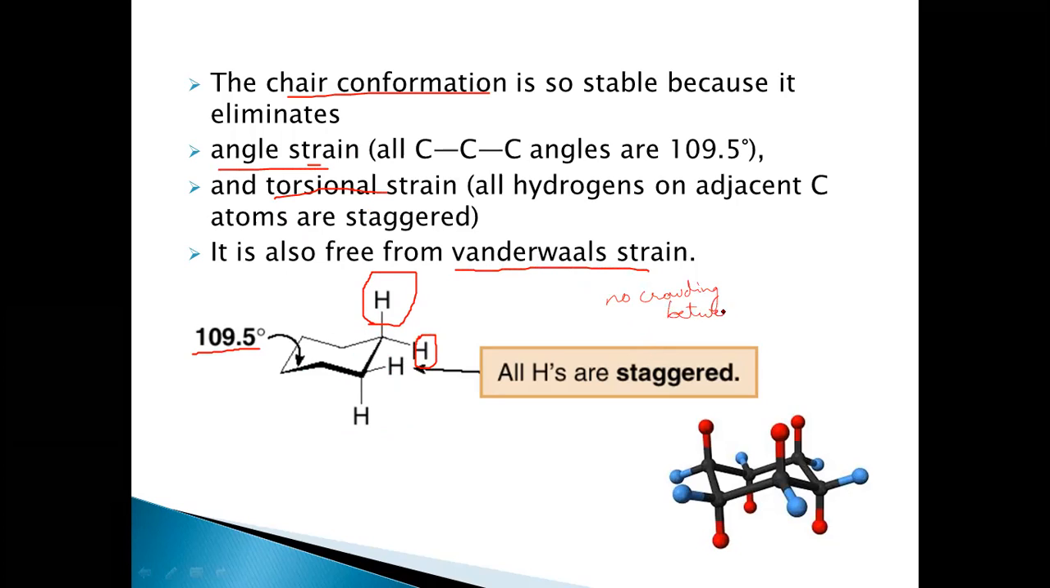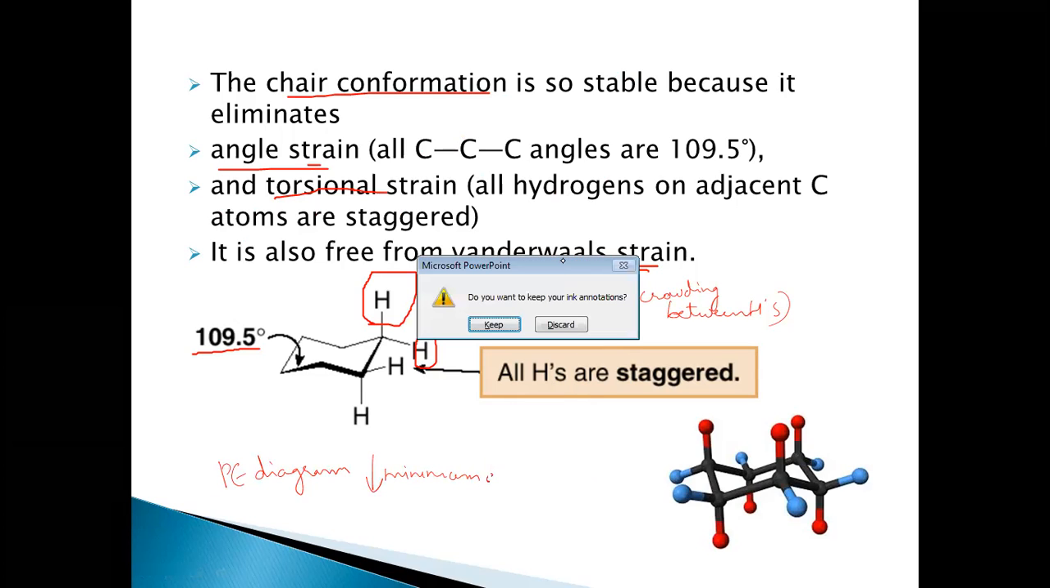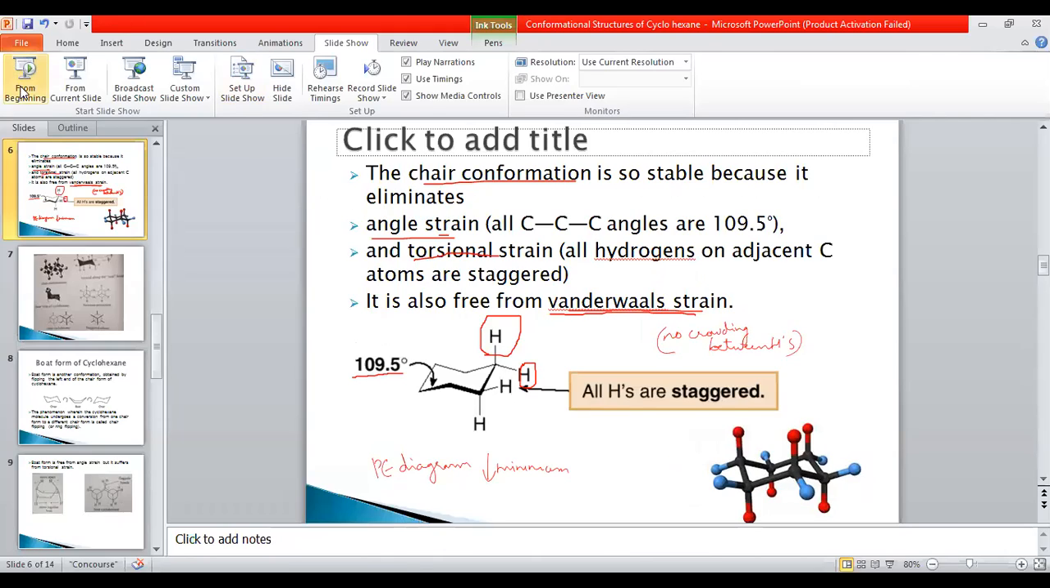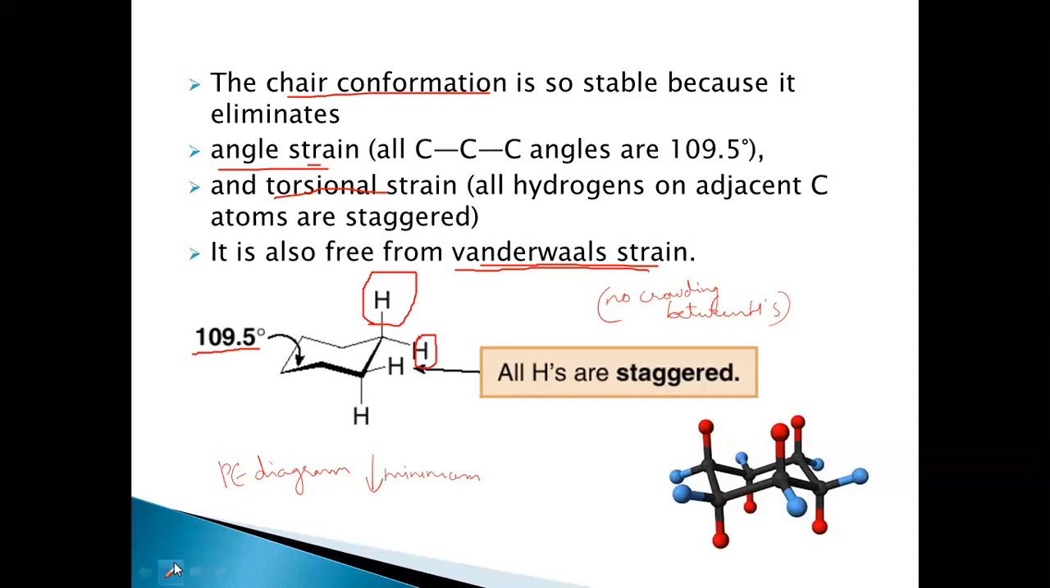So it is free from van der Waals strain, because it is free from all three kinds of strain: angle strain, torsional strain and van der Waals strain. This chair conformation is the most stable of all the conformations of cyclohexane, and it lies at the energy minimum in the potential energy diagram, that is the lowest energy.